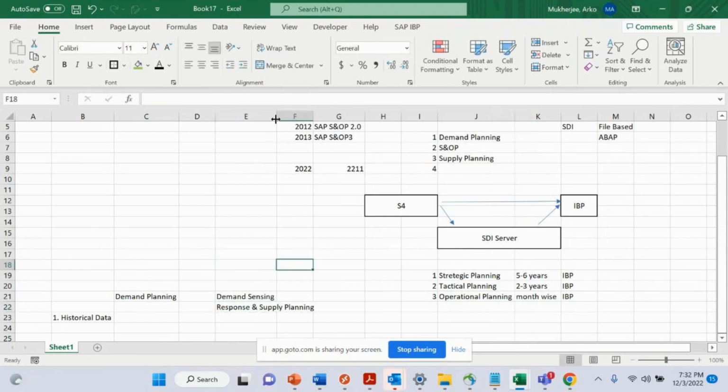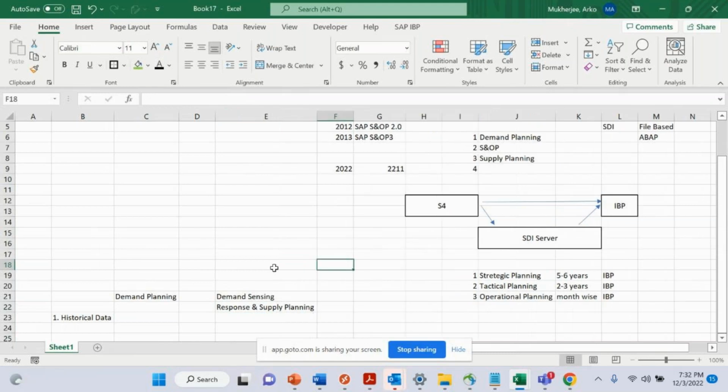These two areas, demand sensing and response and supply planning, work on a very small horizon. For demand sensing, it is a weekly basis: every week, how your forecast is responding based on your past shipments. And response and supply will consider your open orders and consume the forecast, and it will tell you what your production status will be based on your day-to-day demand and your future demand. So IBP fits in all of these three levels.